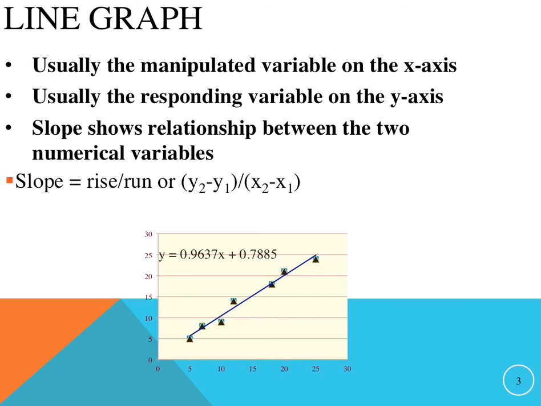Sometimes when we collect data, we're not thinking manipulated and responding, like density. Which one do you really do first, mass or volume? Who depends on who? But the slope, which relates the two values, could dictate which axis is which, because in density the formula is mass over volume. Slope is rise over run, or the change in y over the change in x. So if the formula is mass over volume, that's telling us that y needs to be the mass and x needs to be the volume.